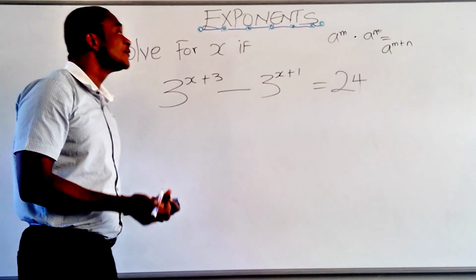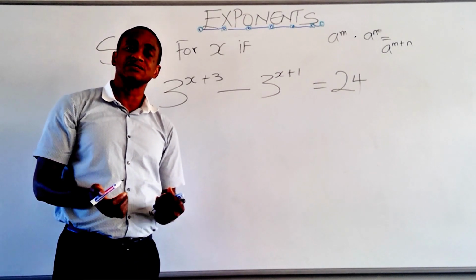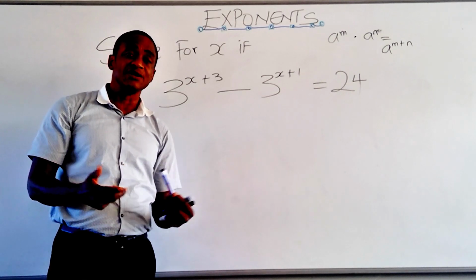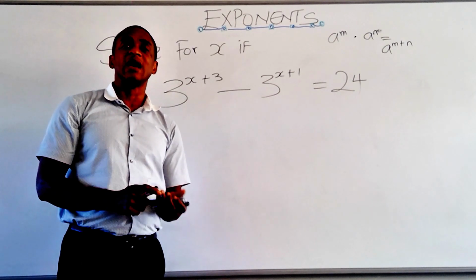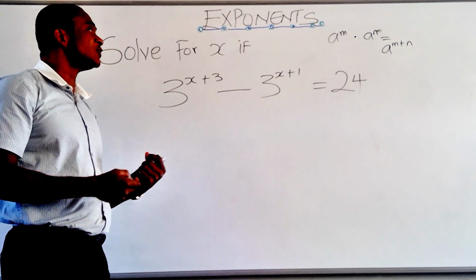Now we have to solve for x if 3 exponent x plus 3 minus 3 exponent x plus 1 equals 24. What do we do to factorize? We have different methods of factorization. We have the common factor, we have difference of two squares, trinomial, cubic, and the grouping. So we will have to figure out which one works.